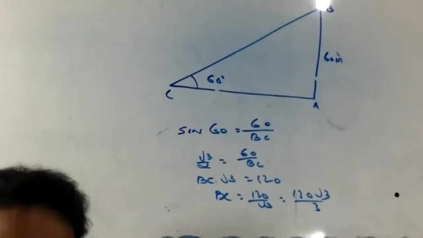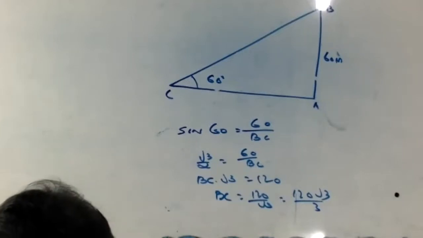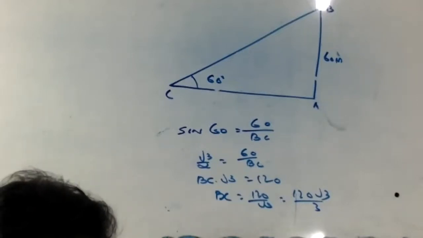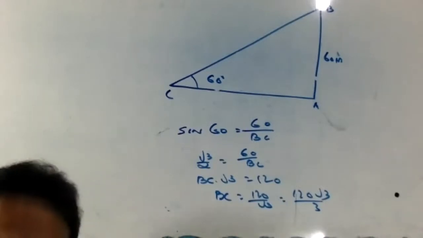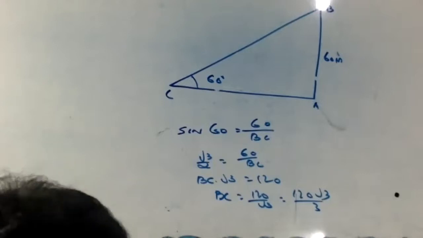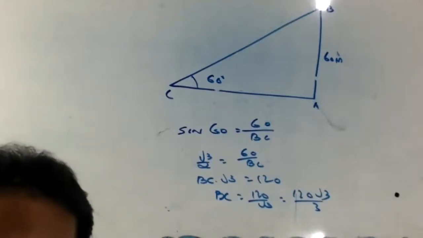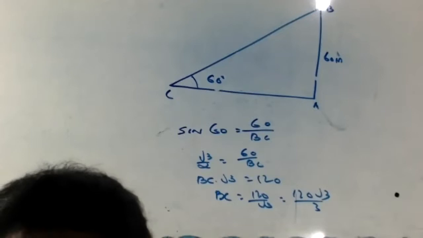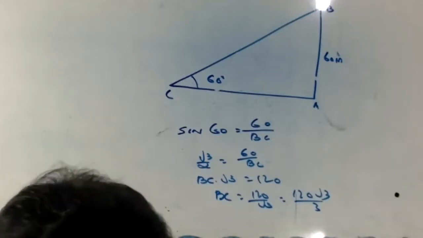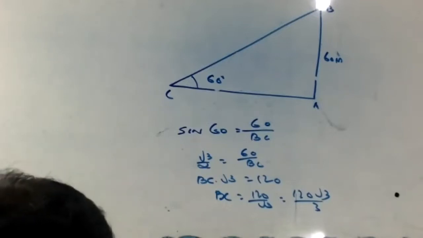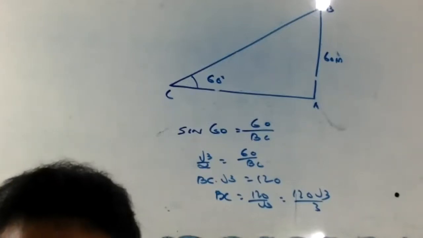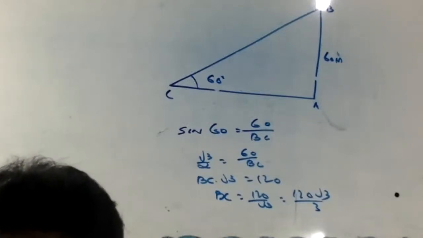Because we are going to go to the next type of questions, two angles cases. Okay. So next question. Listen here. If it is two angles, it is more complicated. It means you have to check which angle is more. Suppose 30 and 60 there is.